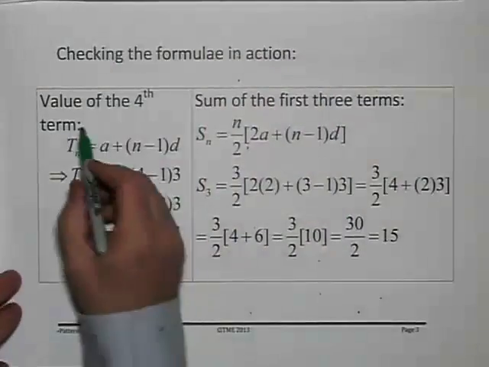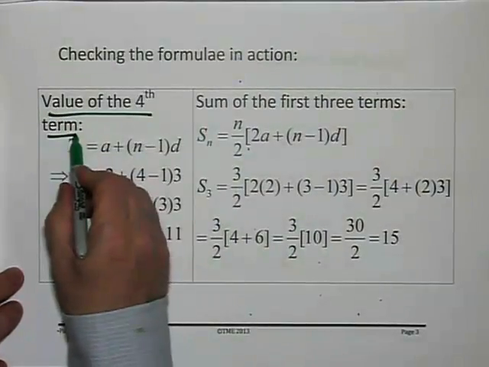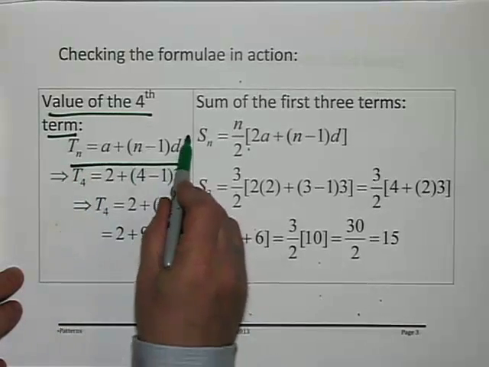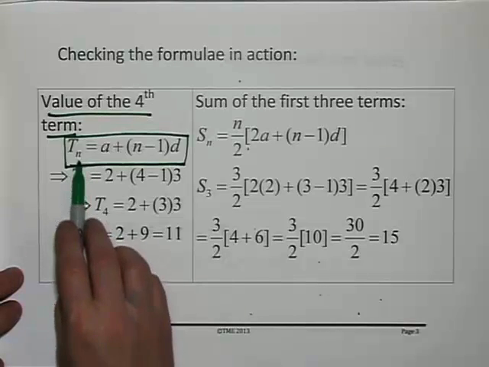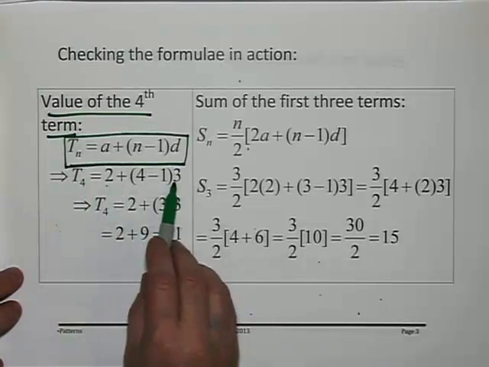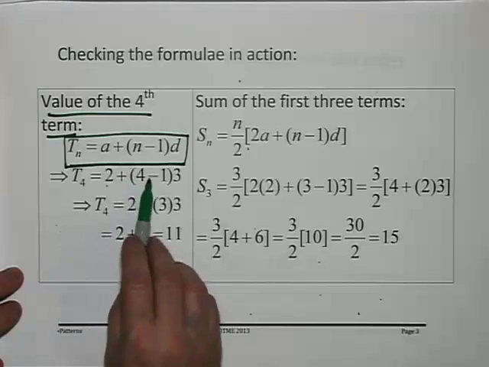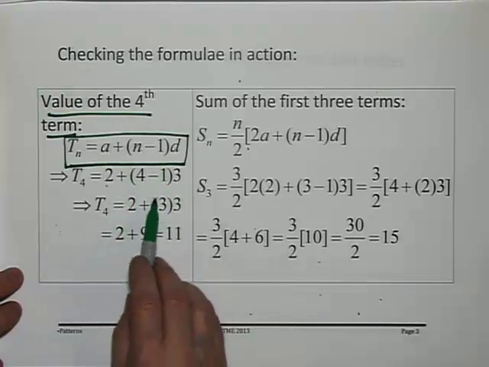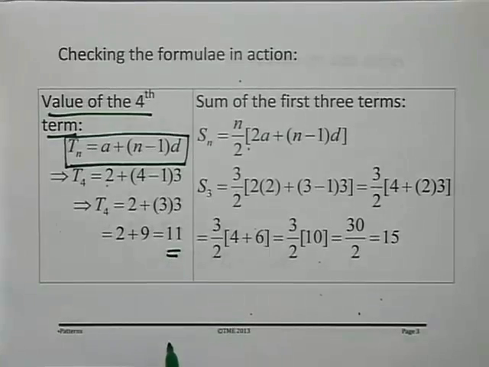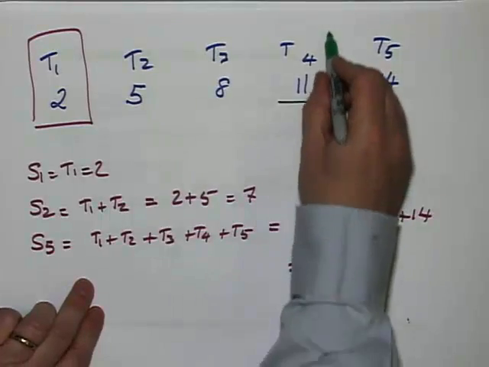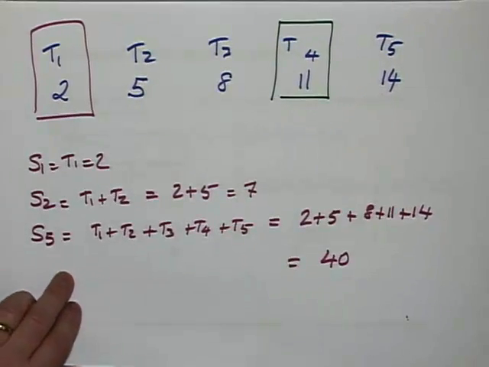So just checking the formula in action then, in your notes, what's the value of the fourth term? Well, the Tn formula is given by the general version. For T4, you just stick in 4 wherever there was an n, so you get this. T4 is 2 plus 4 minus 1 times 3. 2 plus 3 times 3. 2 plus 9 is 11. And if we look at the terms in our sequence, the fourth term is 11.